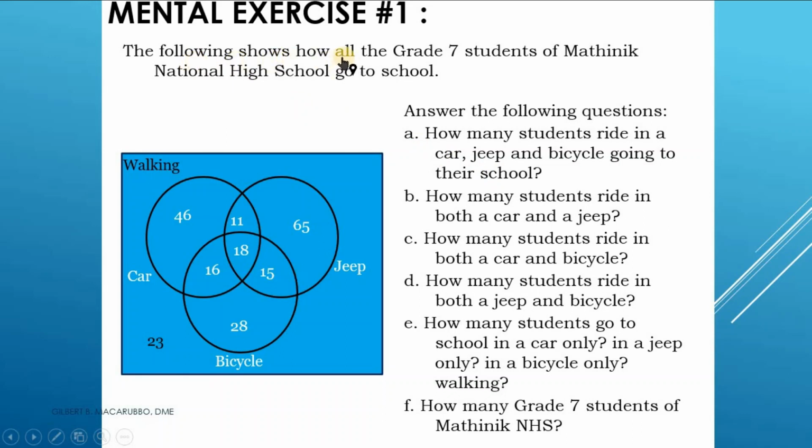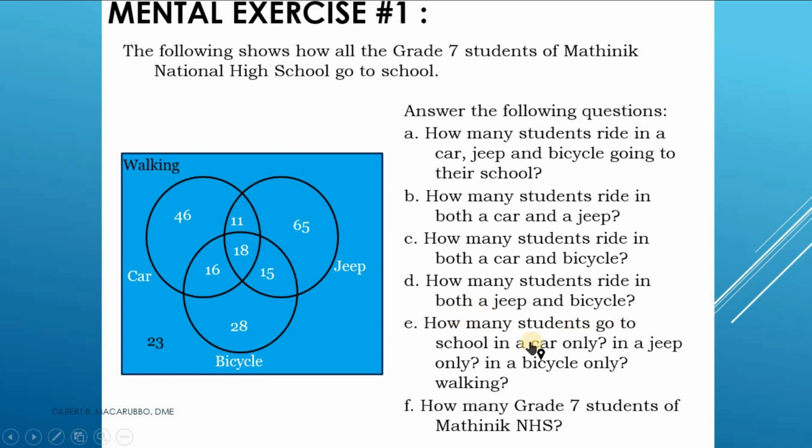The following shows how all grade 7 students of Matinic National High School go to school. So answer the following questions. How many students ride in car, jeep, and bicycle going to school? Of course, 18. How many students ride in both car and jeep? Both car and jeep. Okay, so this is it. 46, 11, and 65. How many students ride in both car and bicycle? Car and bicycle. So this is it, 46, 16, and 28.